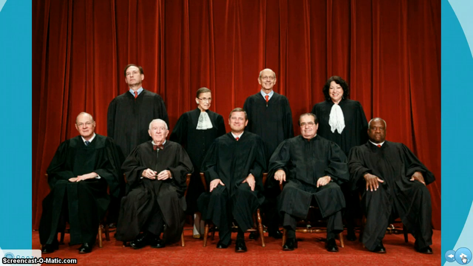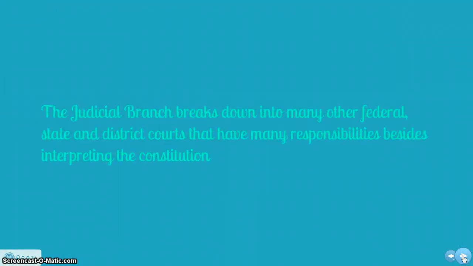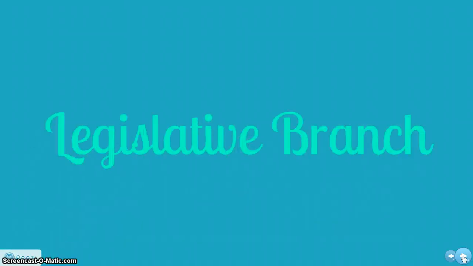Here is a photo of the current justices. In the middle is Chief Justice Roberts. He was appointed by President George W. Bush, and he has the deciding vote in a tie. The judicial branch breaks down into many other federal, state, and district courts that have many responsibilities besides interpreting the Constitution.